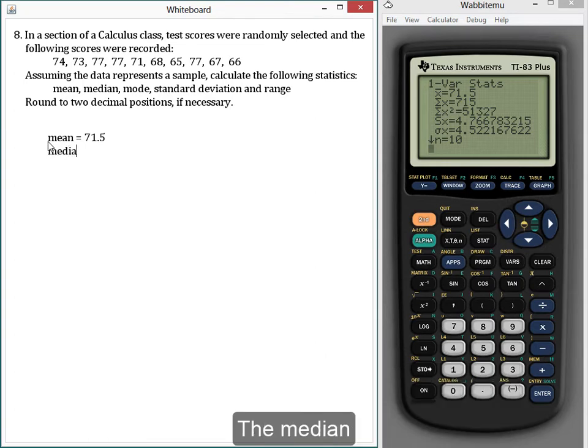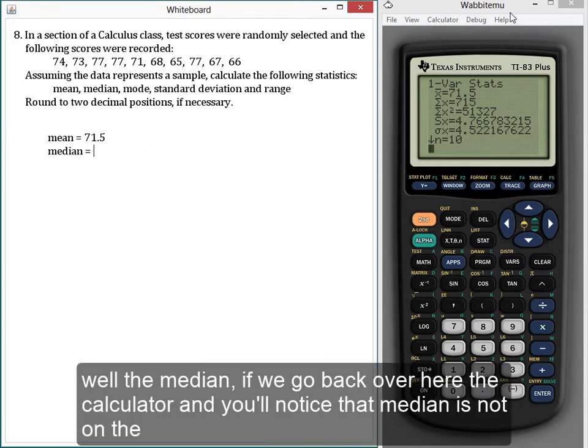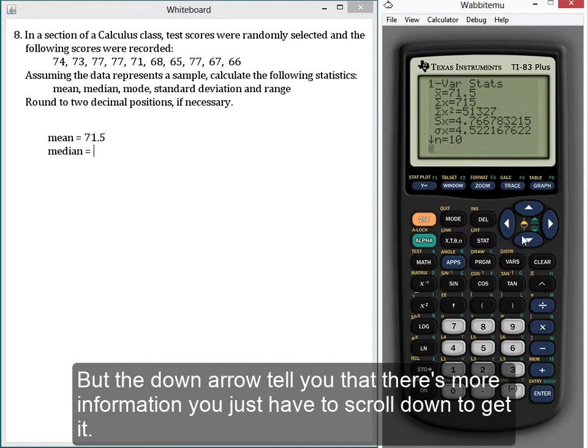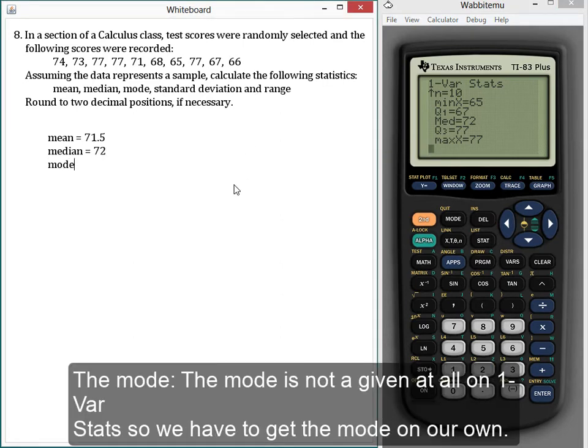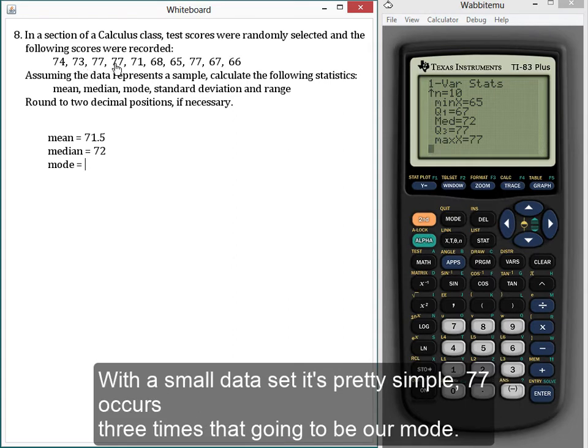The median, well, if we go back over here to the calculator, you'll notice the median's not on the first screen, but this down arrow tells you that there's more information. You just have to scroll down to get it. So the median here is 72. Alright, the mode, well, the mode is not given at all on the one-var stats. So we have to get the mode on our own. With a small data set, it's pretty simple. 77 occurs 3 times. That's going to be our mode.